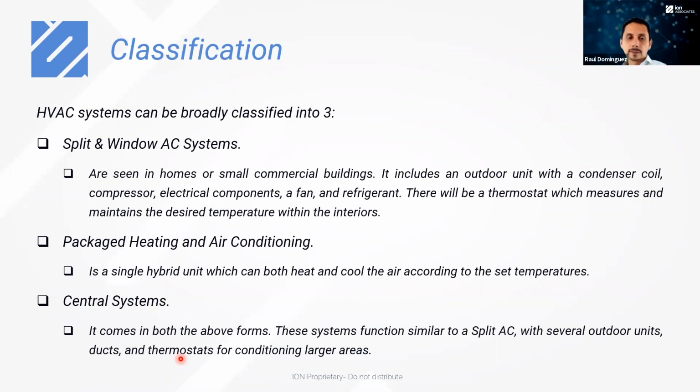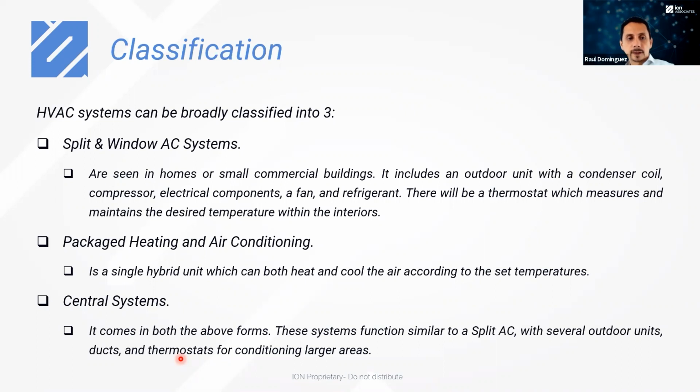In the classification, we can classify those in three. We have the split units that are also common with the window AC systems. These are commonly seen in homes and apartments. This includes an indoor unit and outdoor unit. In the window unit, it's the same: one part is on the outside, one part is on the inside. What we can see on the outside is the condenser, the compressor, some electrical components, a fan. And on the inside, normally we see the control, the thermostat that is intended to manage the system.